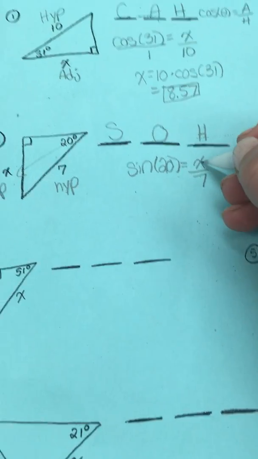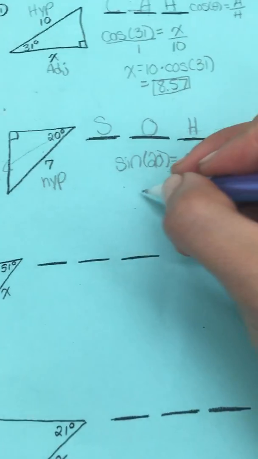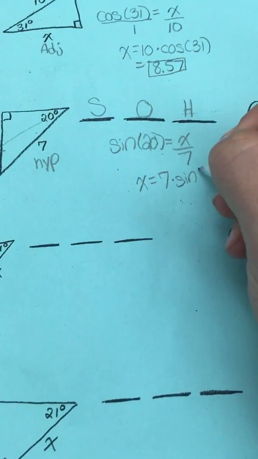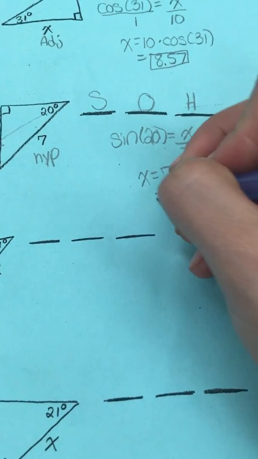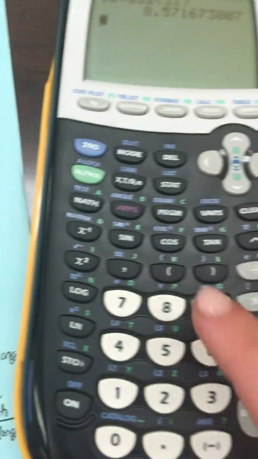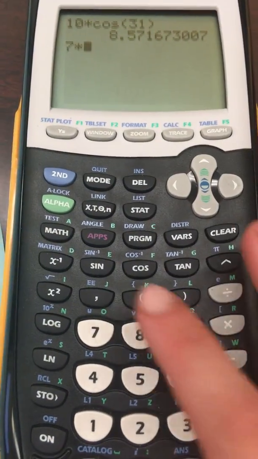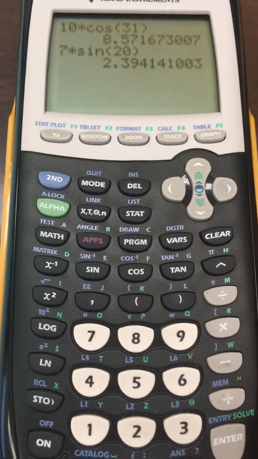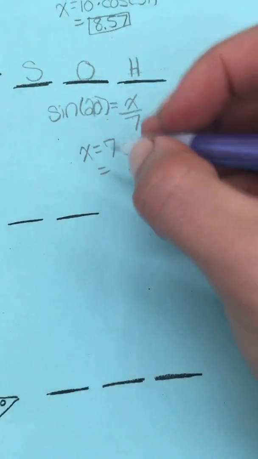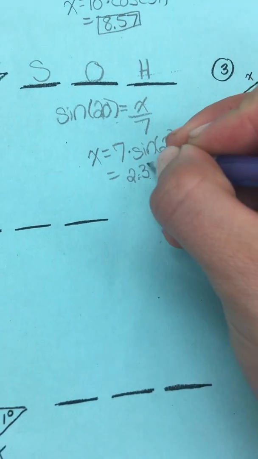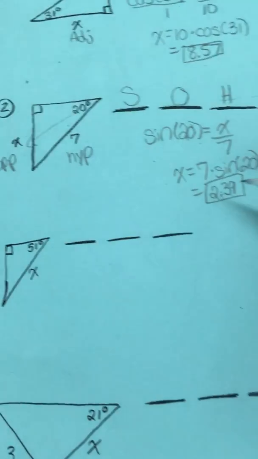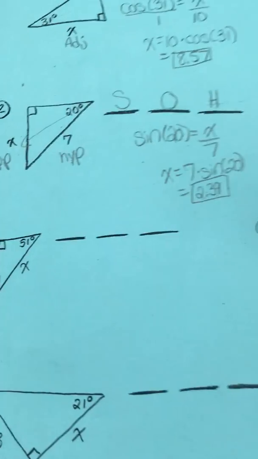Same thing, to get X by itself, you would multiply by the 7. So X is going to be 7 times sine of 20. And again, you just put it on your calculator. 7 times sine 20 equals 2.39. And just make sure it makes sense in your picture, right? It shouldn't be more than the hypotenuse. 2.39 is less than 7.